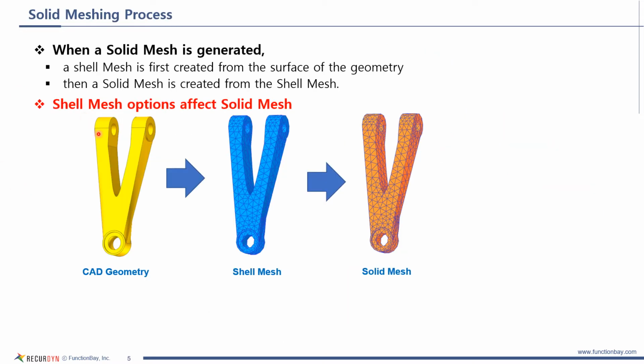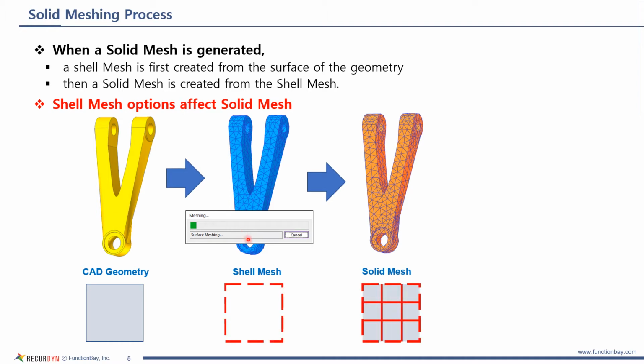This is the process that RecurDyn uses to create a solid mesh. When a solid mesh is generated in RecurDyn, RecurDyn first creates a shell mesh from the surface of the geometry. Then, a solid mesh is created from the shell mesh. In other words, when a user creates a solid mesh, a shell mesh is created during the process.